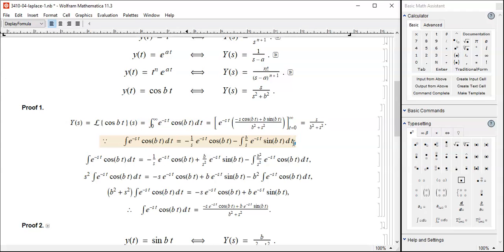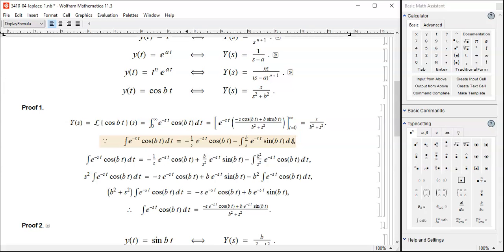U is cosine and v prime is exponential. So we take the antiderivative and then we take the derivative. By chain rule, we divide by s, the reverse chain rule, and by forward chain rule, we multiply by b. And be careful about pluses and minuses.